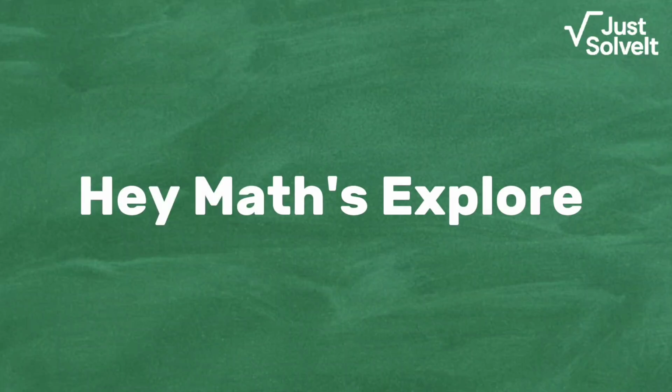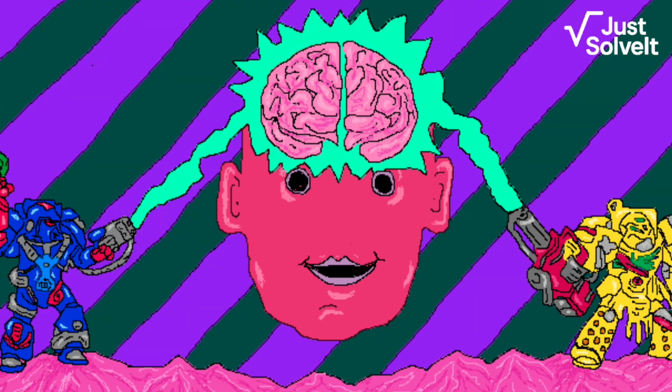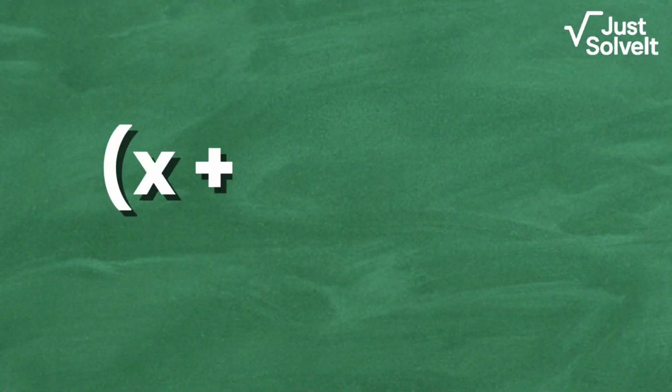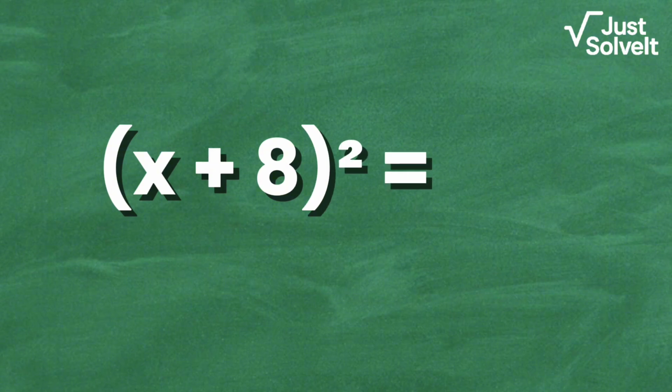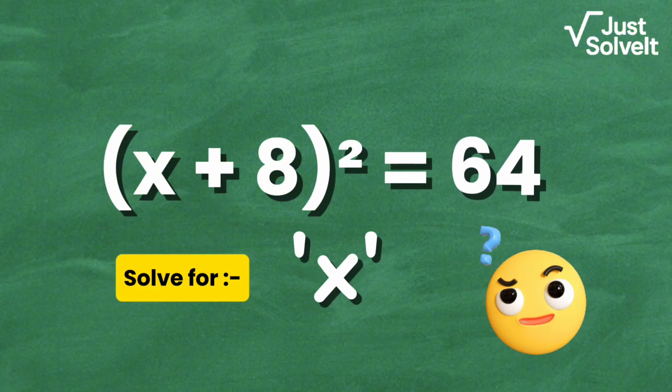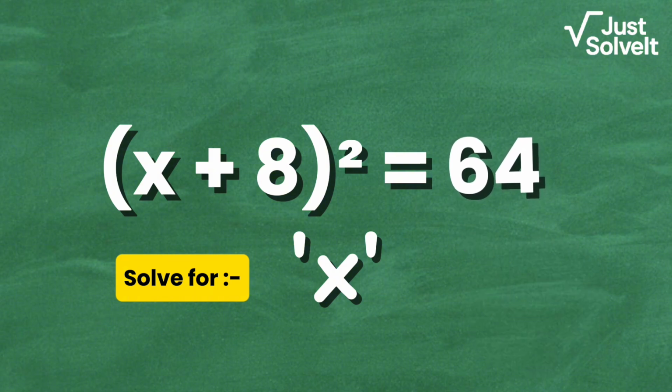Hey math explorers, here's a quick brain teaser. If (x + 8)² = 64, what's the value of x? Don't rush, most people forget one small trick and lose one of the answers. In today's video, I'll show you two easy methods to solve this and explain why both answers matter.